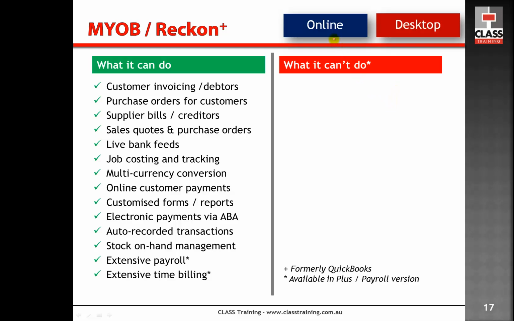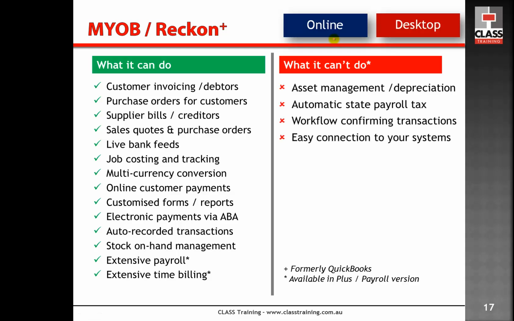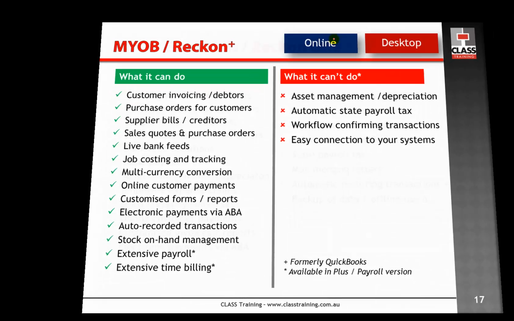So online means the data's up in the cloud and the program's on your computer. What it can do, what it can't do covers a lot of things there, asset management and so on. I won't go through these details now. You can have a look at these and tick them off as you go if you're thinking about which one to go for. This will be in the notes that I can send through to you again. I just want to have time to go through a lot of options here.